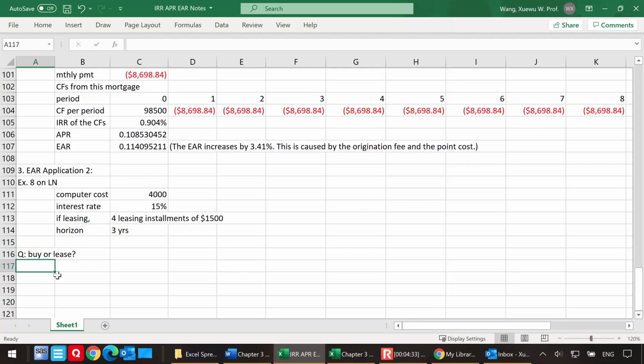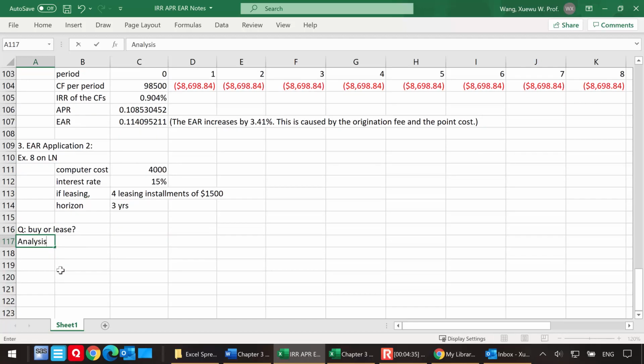Let's analyze this a little bit. If you want to decide whether you should buy or lease, you should consider the cost of buying versus leasing. If the cost of buying is higher, you go for leasing. If the cost of leasing is higher than the cost of buying, then you go for buying. So the question is, how do you measure the cost?